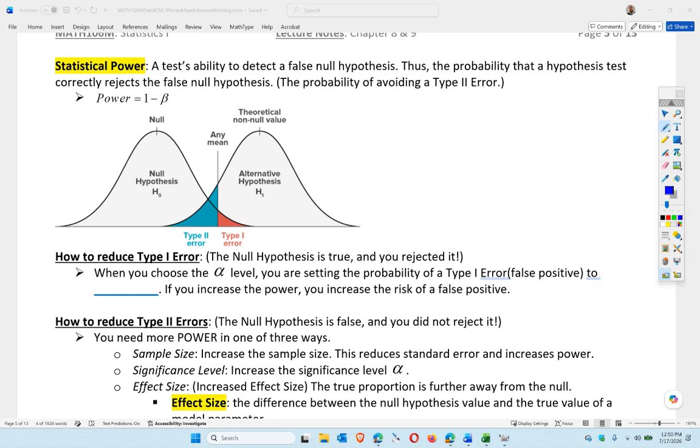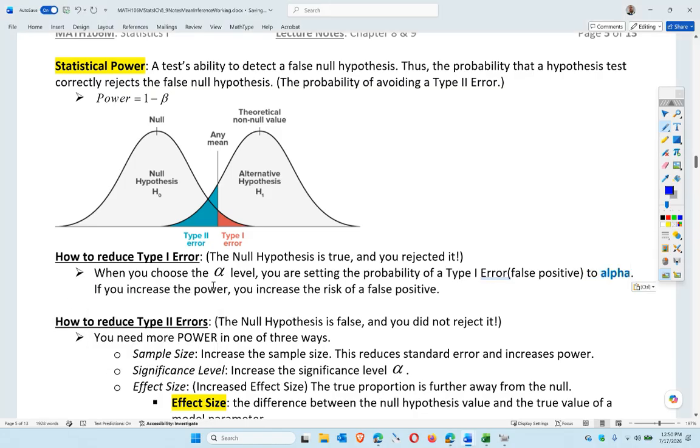Essentially, when you choose an alpha, what are you actually doing? You're essentially setting the type 1 to alpha. So type 1 is the alpha, basically. So alpha is the probability of a type 1.